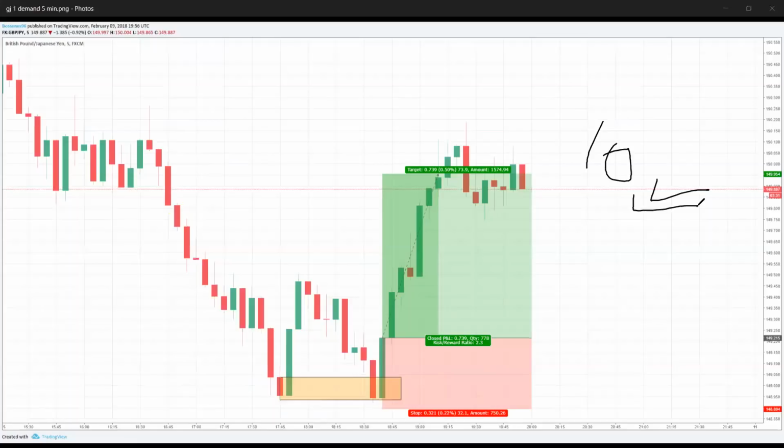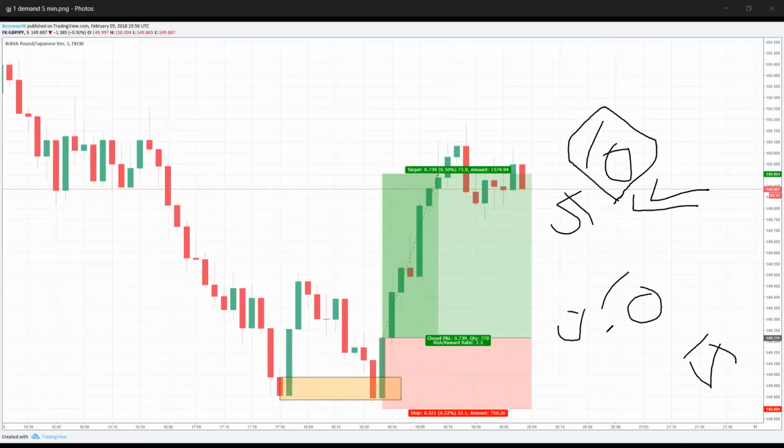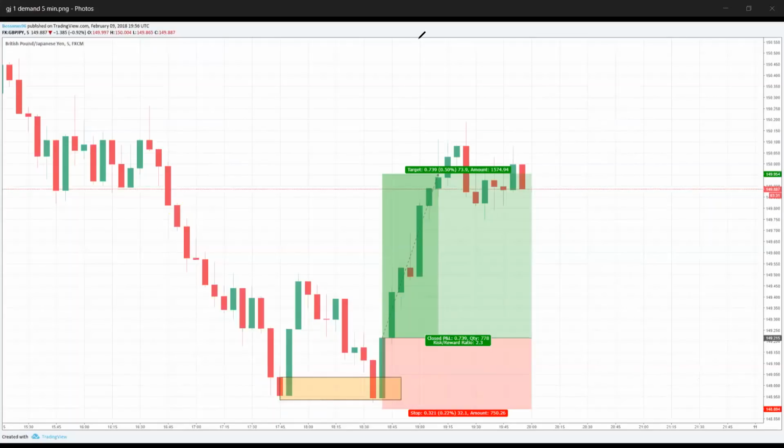But the thing is, have a pip goal that you're looking for when you get into the market. Is it 5 pips? Is it 10 pips? Is it 15? Is it 50? Is it 100? So go into the market knowing how many pips you're looking for. And when you go into the market with such a mentality, you'll be able to tackle the markets better. Yes, that's something else I wanted to talk about.